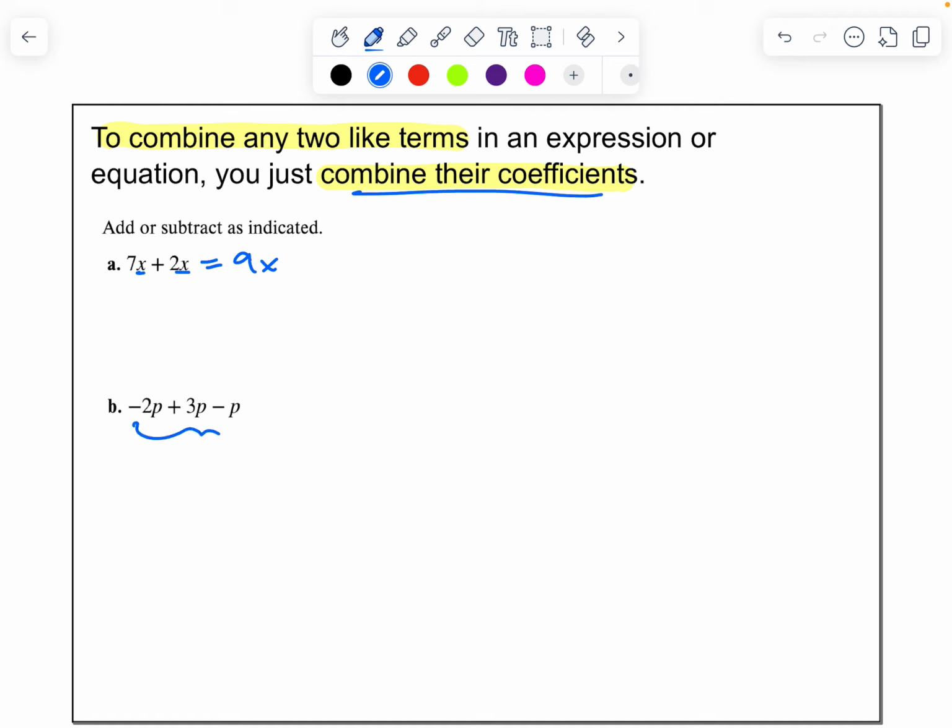Notice that all three of these have a p, regular p, not p to the second, p to the third. They all just have a p. So I know my answer is going to have a p in it. Negative 2 plus 3 minus 1 actually ends up being 0p, which is equal to 0.